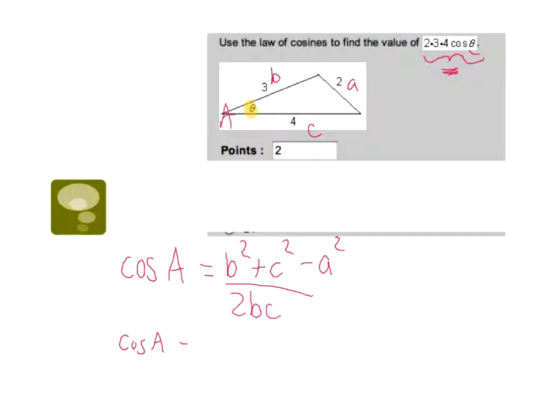Let's fill in our numbers. So I have cosine A equals 3 squared plus 4 squared minus 2 squared over 2. My B is a 3, my C is a 4. So let's work that out. I'm going to get 9 plus 16 minus 4. So that would be 21 on top and a 24 on the bottom. So our cosine A equals, what is 21 divided by 24, by the way? 0.875.